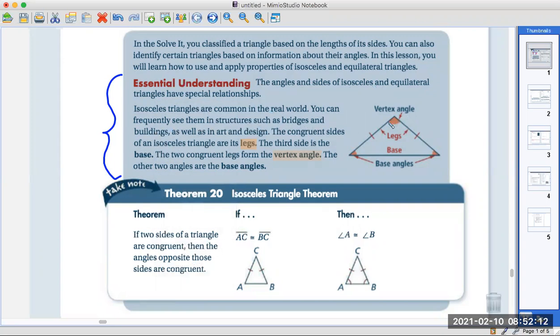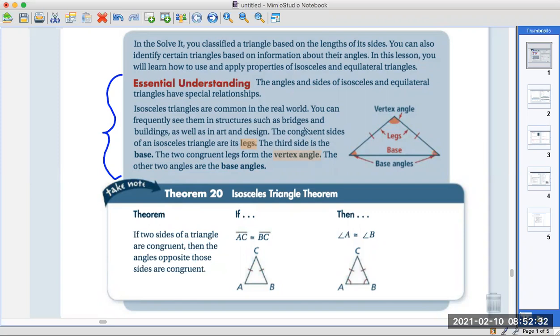Start looking for them. What does this look like? It looks like the roof of a house. Trusses look like that when you see the wooden trusses that make up the roof of a building or a house. Usually it's an isosceles triangle. And it's also in art and design.